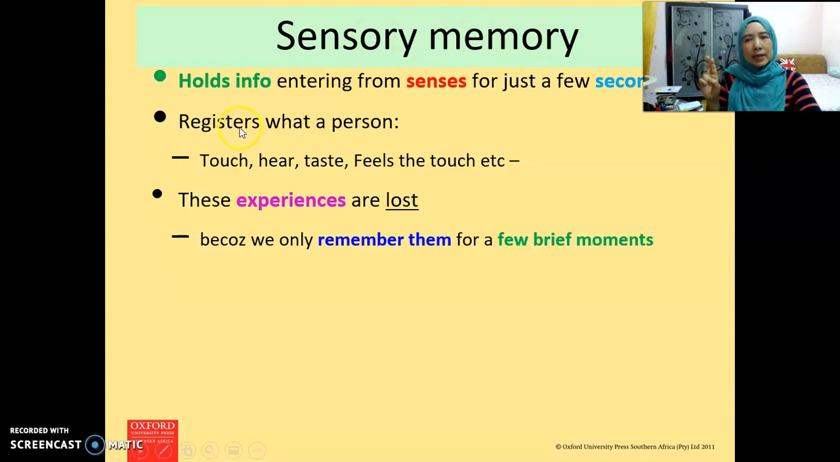So sensory memory registers what a person touches, hears, tastes, feels. Because it's from our sensory organs, it just registers after the experience passes. That means after we touch things, hear, or taste, we are only able to hold the information for a short while. So these experiences are lost because we only remember them for a few brief moments. That's the problem with sensory memory. We cannot hold this memory for a long time. However, there are some extraordinary people who can hold sensory memories a bit longer, but in general, we can only hold sensory memory for a very short period of time.